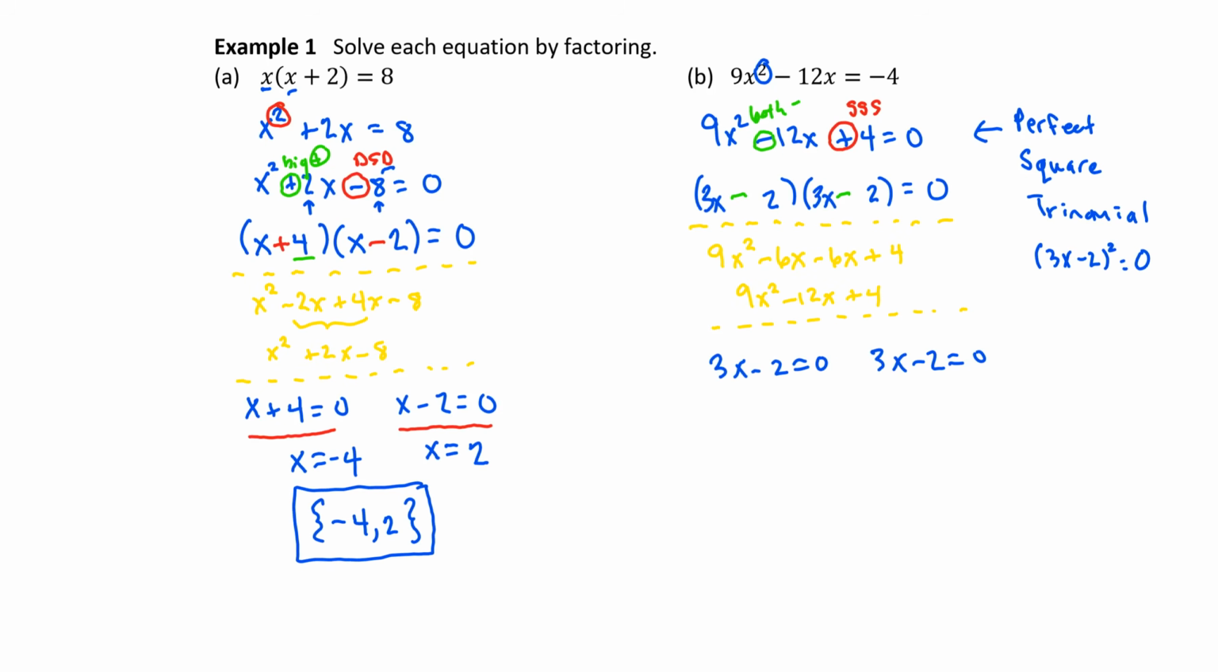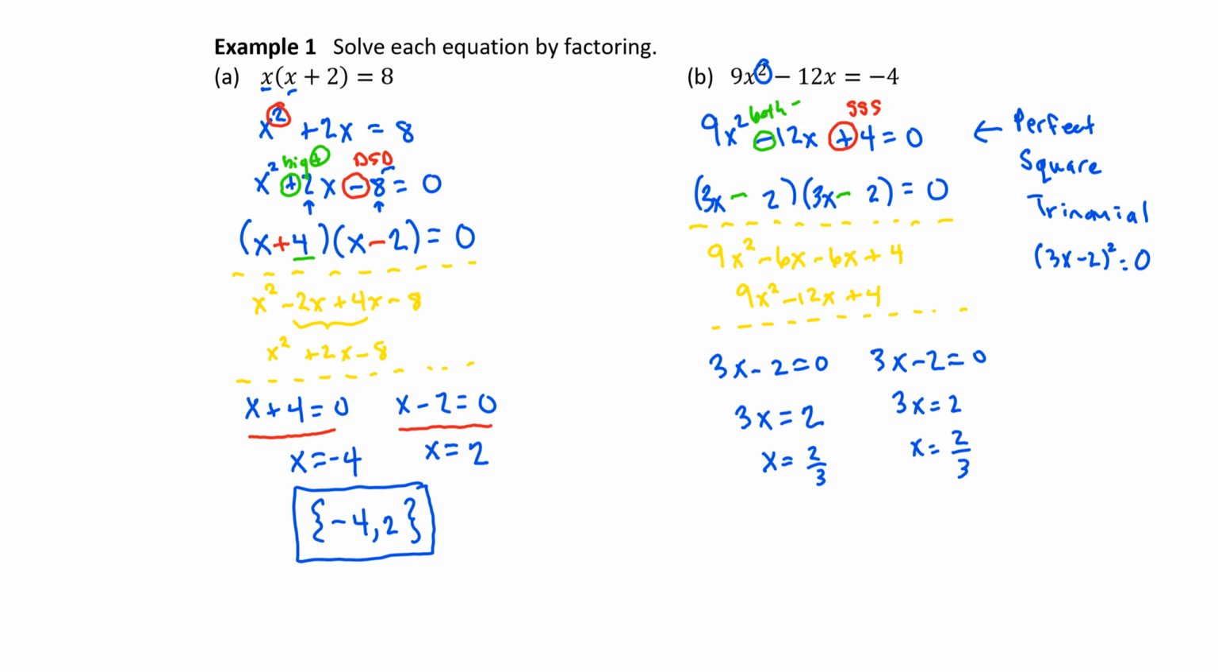Well, I've got two identical linear equations. We're going to solve by isolating x. The first thing we need to do is add 2 to both sides, and then we need to divide both sides by 3. So we get x equals 2/3. And notice this would give me an identical solution, x equals 2/3.